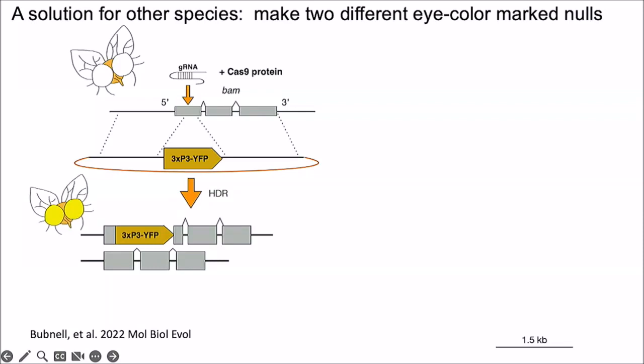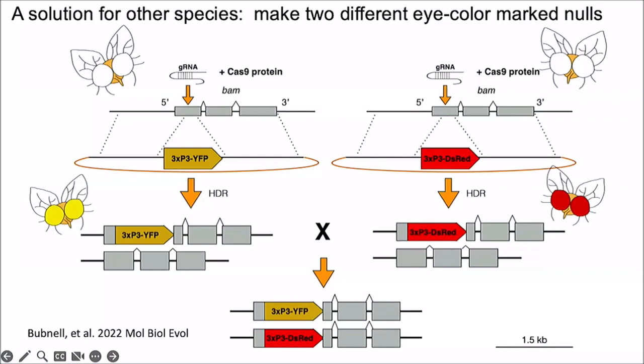Okay, that's one, but what else did you do? Okay, well, the trick was to make a 3xP3 DsRed insertion as well in another set. So we maintain these as two separate lines, a yellow line and a red line. We have to constantly select these periodically and maintain them, because otherwise the wild type chromosome will take over. But if we want to study the phenotype, we just simply cross these and we get kind of orange-eyed flies that in fact contain both of these alleles, and we can study that. Of course, these are sterile, but we can study the phenotype.